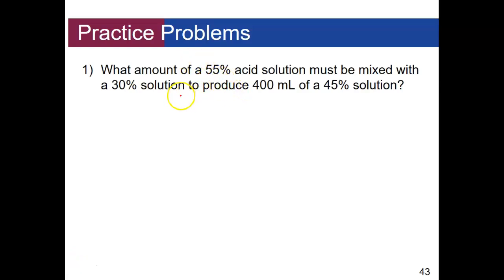So this is another mixture problem here. It says, what amount of a 55% acid solution must be mixed with a 30% solution to produce 400 milliliters of a 45% solution? So we've got our concentration and our volume, and then the product of the two, and this would be for substance number 1 and substance number 2.